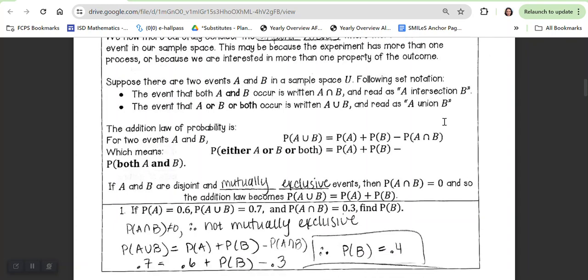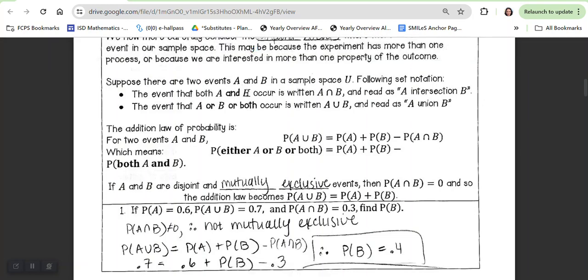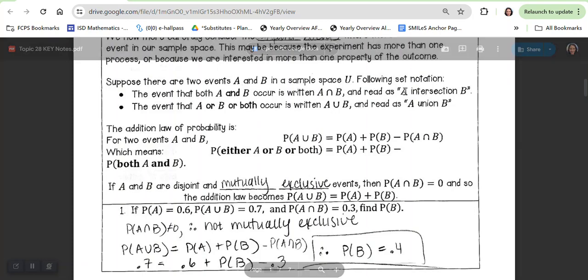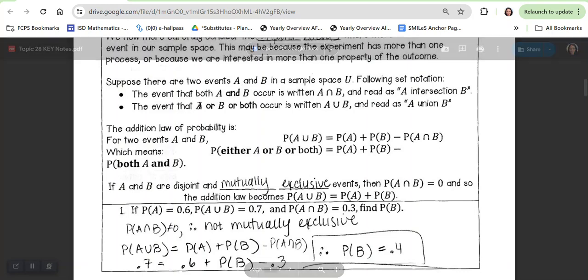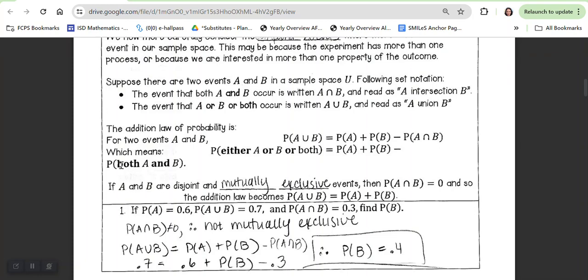Suppose there are two events, A and B. Following set notation, the event that both A and B occur is written like this. And you read that as A intersection B. The event that A or B or both A and B occur is written this way, and that's read as A union B.